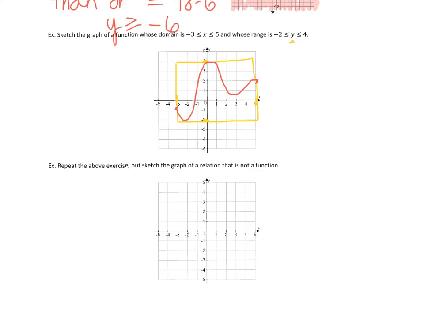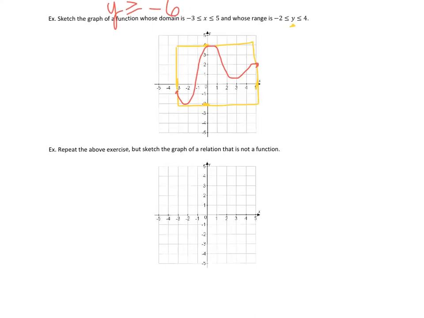All right, let's do the same thing down below. You guys did the same thing down below, but now it's a relation that is not a function. So same thing, I'm going to do my box. X goes from negative 3 to 5. Y goes from negative 2 to 4. And now it's not a function, so that means, think about the vertical line test, it has to fail that. So let's say we go something like this, and then down right there.